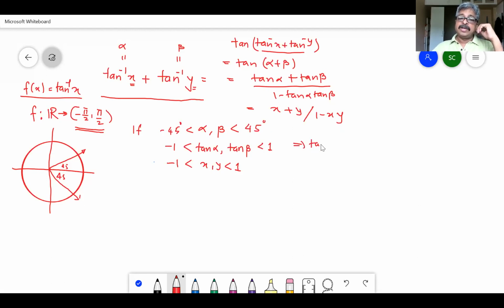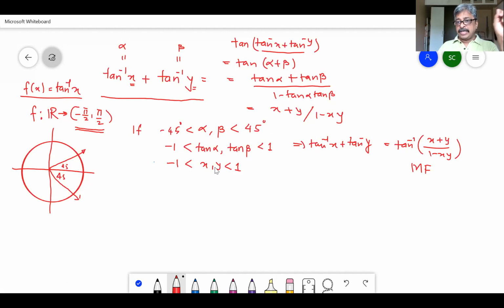Therefore, tan inverse of x plus tan inverse of y, that required angle, should be tan inverse of x plus y upon 1 minus xy. Okay, so this is what we call the main function. If everything is all right, then the answer is going to be the main function. So if your values of x, y are between minus 1 and 1, it is a very nice situation. The answer is going to be this.